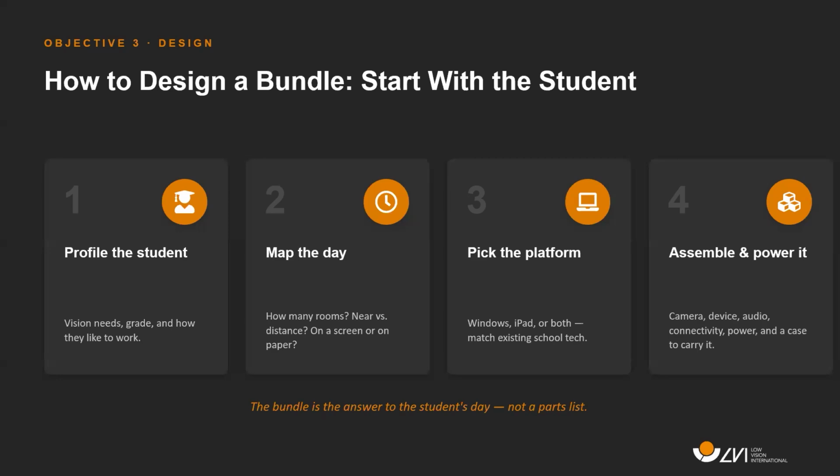And then the final thing is, what kind of camera do you need? Do you need it for distance and document? What are the size needs, the weight needs? What about audio? Does the student need to be hearing the teacher along with the text-to-speech output while they're accessing a lecture? What about power? Do they need a power bank? If they need a power bank, do they need a hub? And what about a case to put it all together and carry it around?